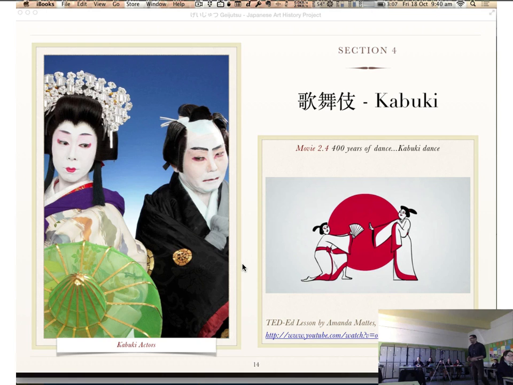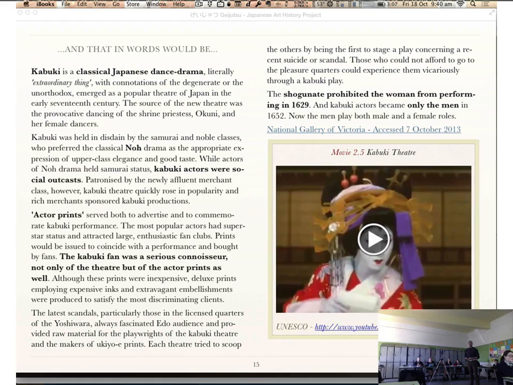Both. Okay. So what you'll find out is that kabuki traditionally now is all performed by men. The men do all the roles. They do the women in their shows. That wasn't always the case. If you have a read through here, it talks about the fact that they kind of changed. And in fact, here it is. In 1629, they actually prohibited women, it was a law, from performing in this play.